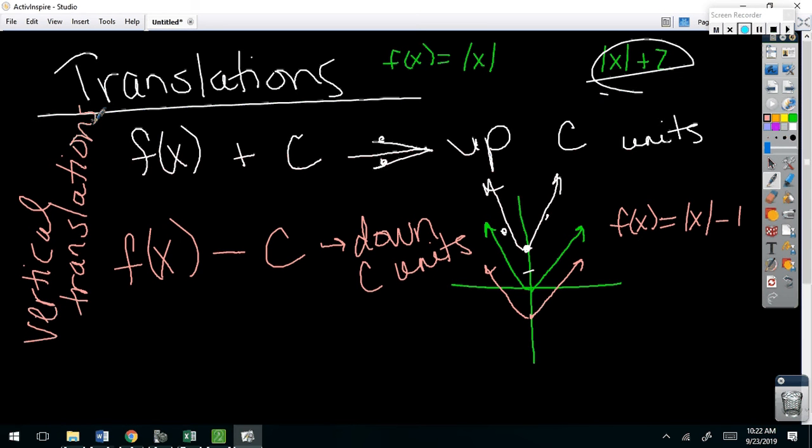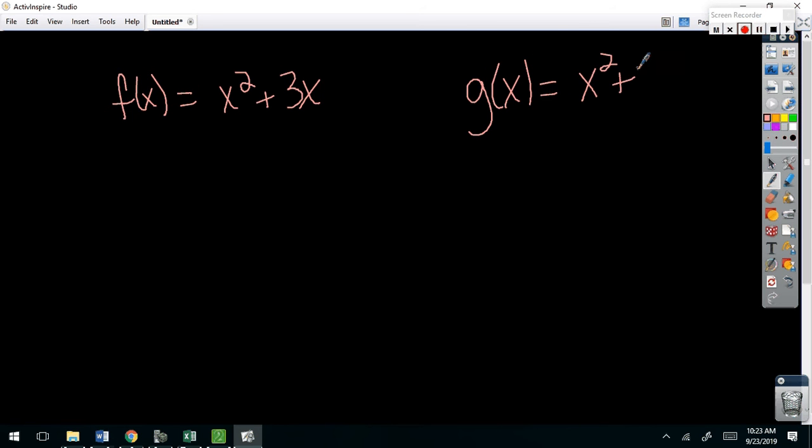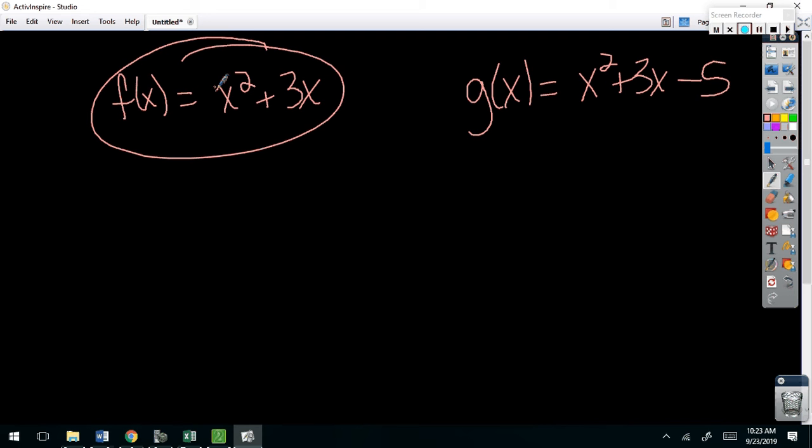And I could do this to absolutely any function that I have in the whole wide world. If I had f of x equals x squared, and I know you don't know how to graph this, but I'm just saying, if I said g of x equals x squared plus 3x minus 5, what's the difference in f and g? Well, it's minus 5, which means I take this and move it down 5. That's what it is. It's a vertical shift.